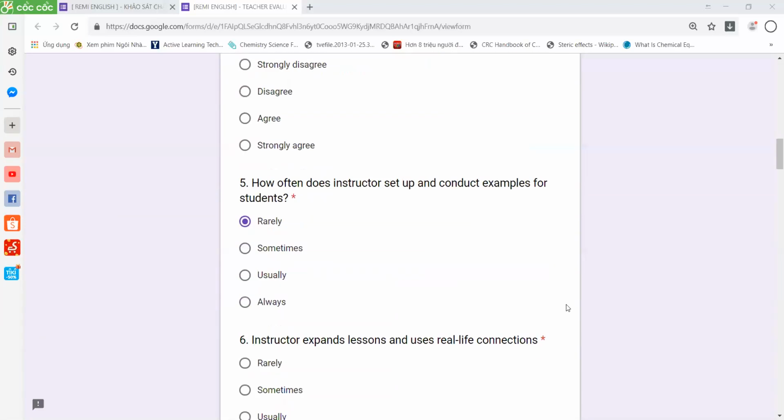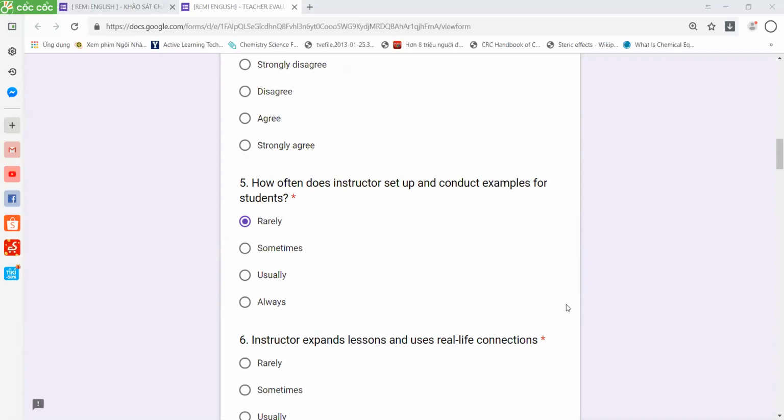Next. How often does the instructor set up and conduct examples for students? Because there are many concepts that are very hard to imagine or hard to understand, you should set up some examples, especially real life examples, to make it easier for students to understand.